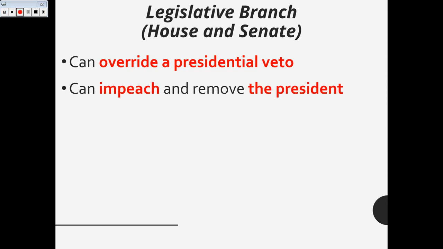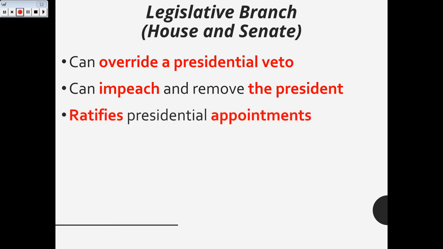They can also impeach and remove the president. This has only happened twice, but it hasn't happened fully. Andrew Johnson, who was the president right after Lincoln was assassinated, was impeached in the House, but he had to be convicted in the Senate. And he was not convicted because the Senate was one vote shy of conviction. Also, in recent times, Bill Clinton was impeached in the House, but again, he was not convicted of his charges in the Senate, so he remained as president.